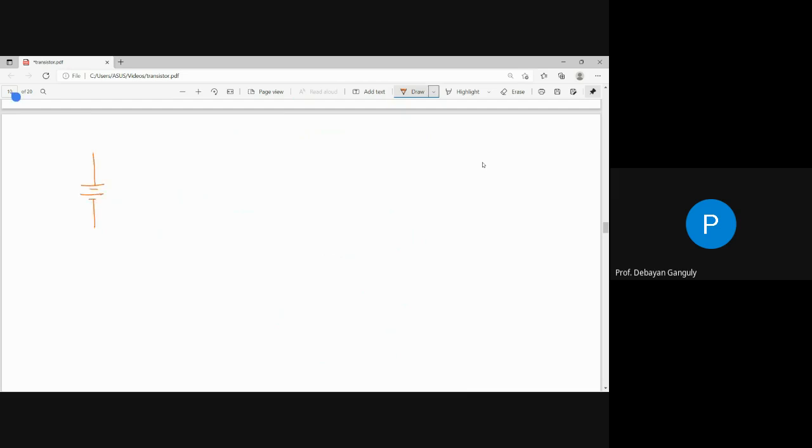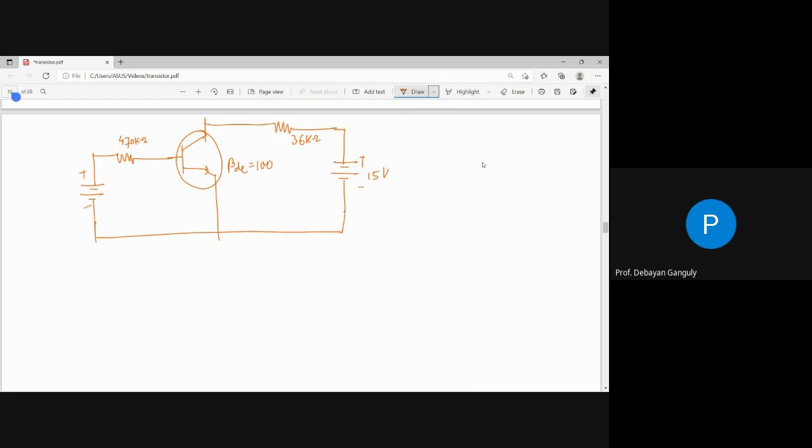say a transistor circuit is given, say this is a 470 kilo ohm, and say this is the transistor where beta DC is equal to 100. This is a resistance, this is 3.6 kilo ohm, and this is nothing but, you can say, a 15 volt supply. This is the corresponding circuit, and you have to find the collector emitter voltage.